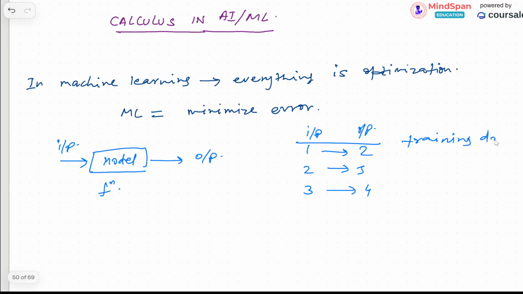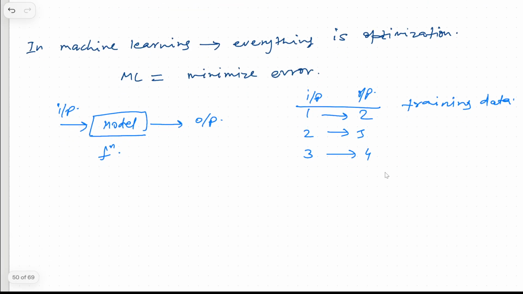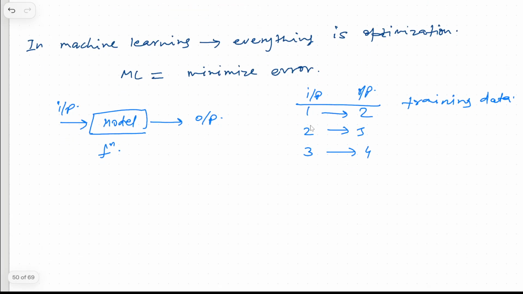Training data, where we know both the input and the output. Okay, we know both of them. So we feed these inputs and try to devise this model in such a way that its output remains very close to the actual output. Ideally it should be exactly 2, 3, 4, whatever output we are getting here, exactly this only.